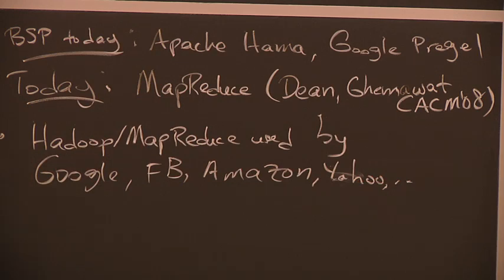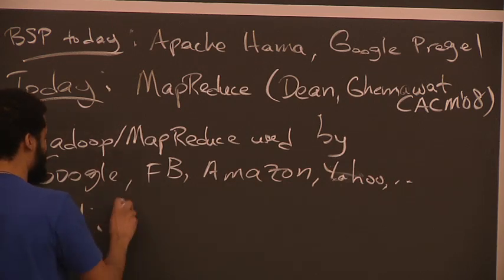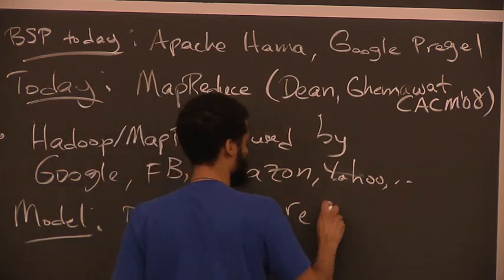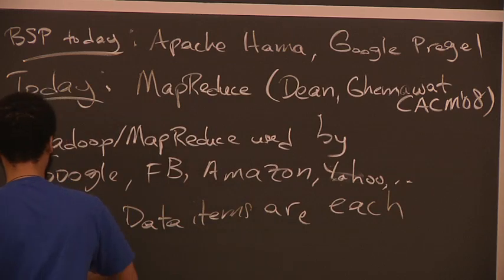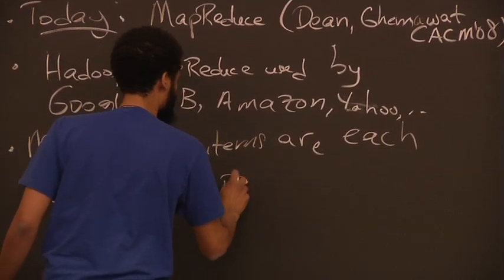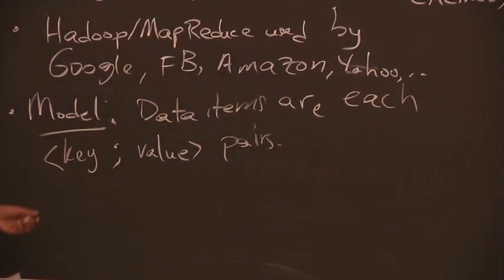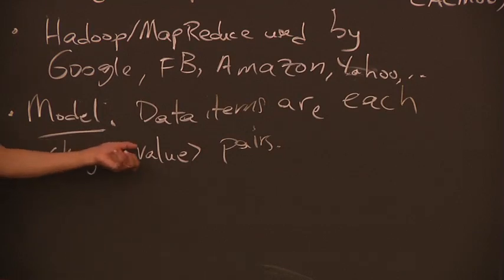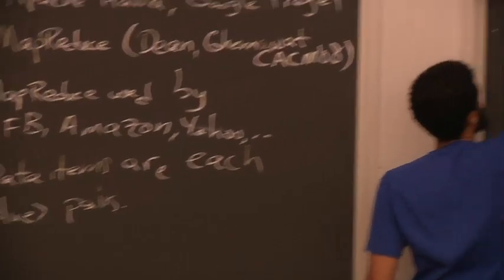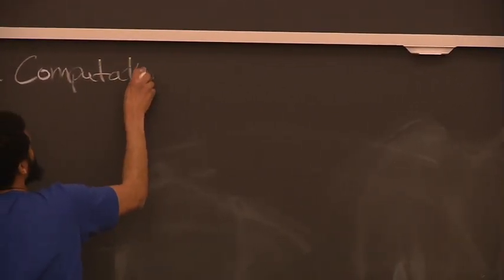Okay, so in this model, I imagine that data items are each key-value pairs, and I'm going to consistently use this notation throughout lecture. So a data item is always angle bracket, key, colon, value, angle bracket, with key and value separated like this. And we have to compute something. Computation is broken up into rounds.